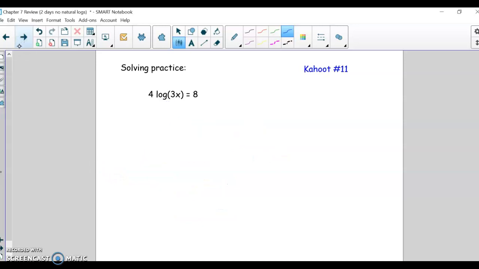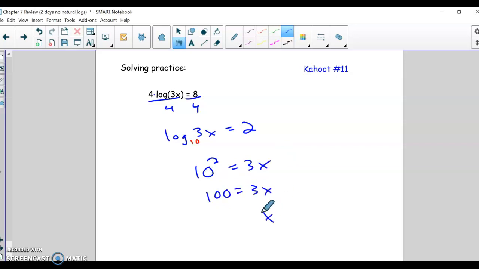All right, last one. Let's do one last solve-one. Pause the video, give it a shot. Okay, so I want to switch it to exponential form, but I've got to get rid of the 4 first. So I'm going to divide by 4. So we get log of 3x equals 2. And now I have just a log. I'm going to switch it. Don't forget again, the base is 10. So it's going to be 10 squared equals 3x. And then 10 squared is just 100. And then divide by 3, and we get 33 1/3, basically. That's our answer for x.